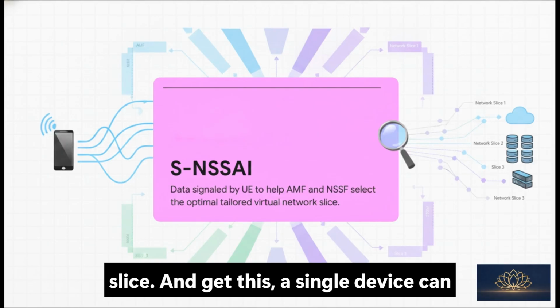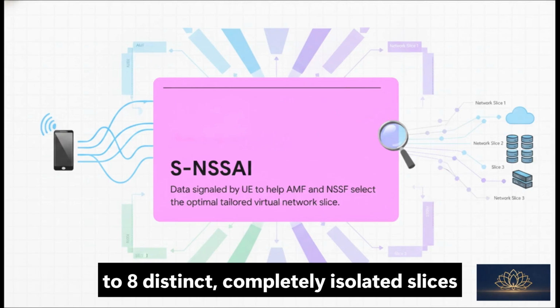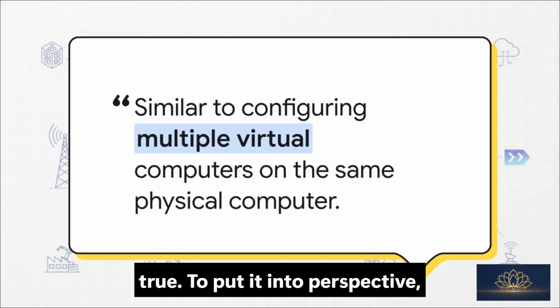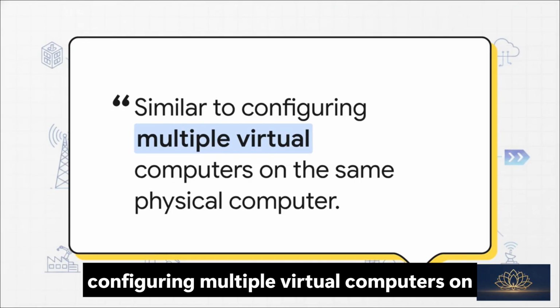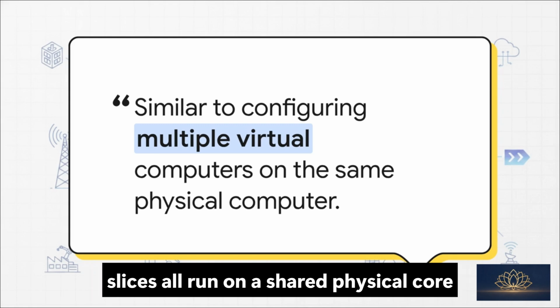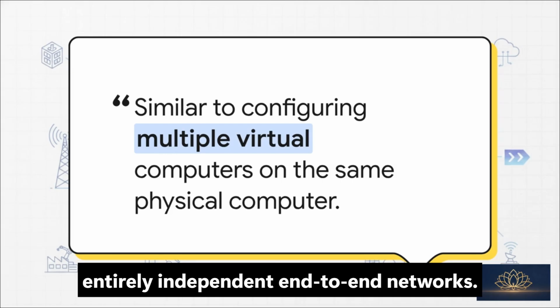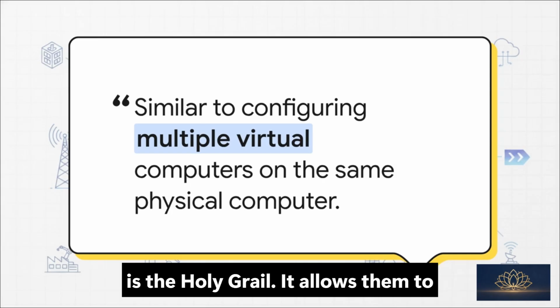And get this, a single device can actually be configured to connect to up to 8 distinct, completely isolated slices simultaneously. No way, right? But it's true. To put it into perspective, network slicing is basically like configuring multiple virtual computers on the exact same physical computer. These slices all run on a shared physical core and radio network, sure, but they act as entirely independent end-to-end networks. For communication service providers, this is the holy grail.